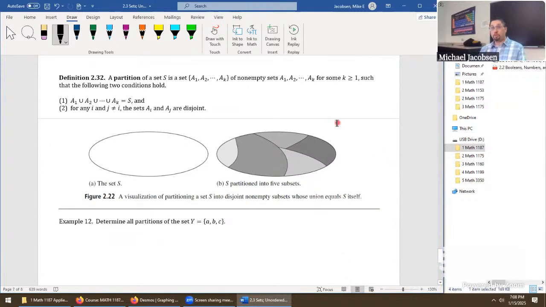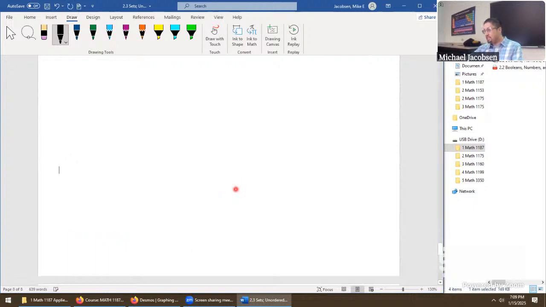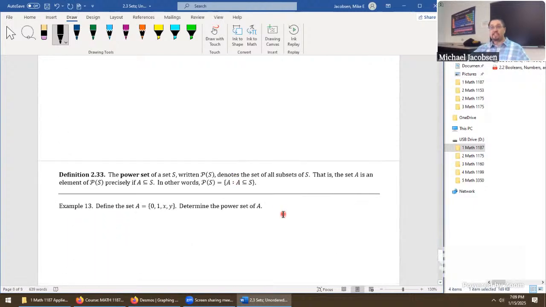Partitions play a huge role in mathematics. They get rolled into something called equivalence classes, which is a way to extend the concept of equality, like 5 equals 5. We say everything in this set is equal to each other when it's part of a partition. And then an even more scary, fun concept is the power set of a set, the set of all of its subsets, every single one.